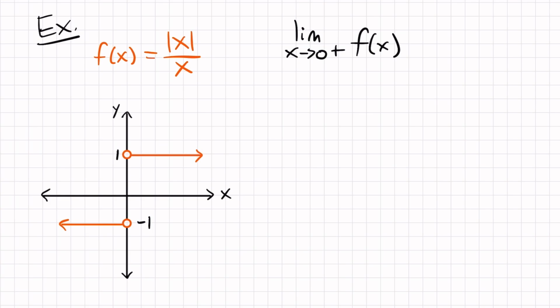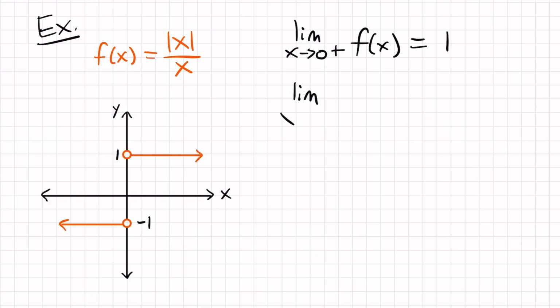So let's see what happens as we find our limit as x approaches 0 from the right side. So we'll start on the rightmost side of our function, and we'll follow the function all the way until we get to x equals 0, in which we find ourselves at the y equals 1 value. So that would be 1.